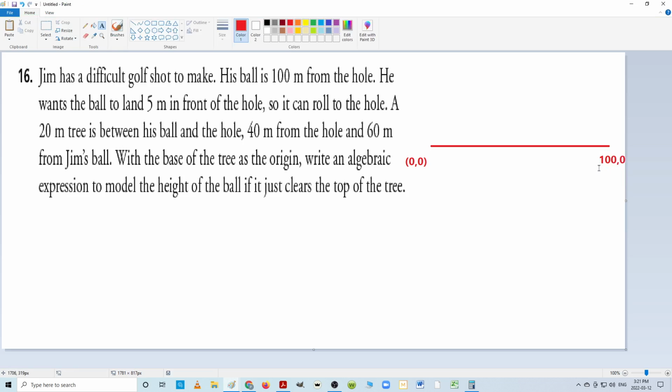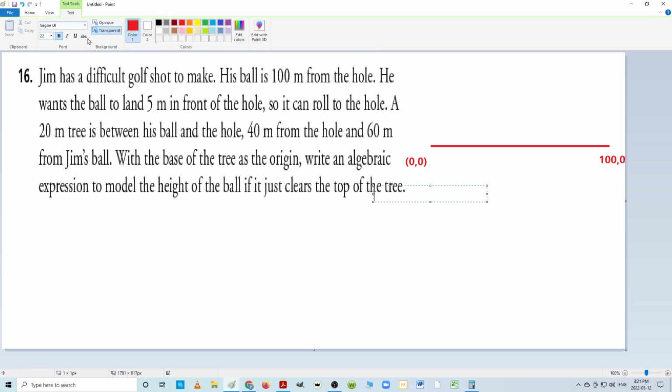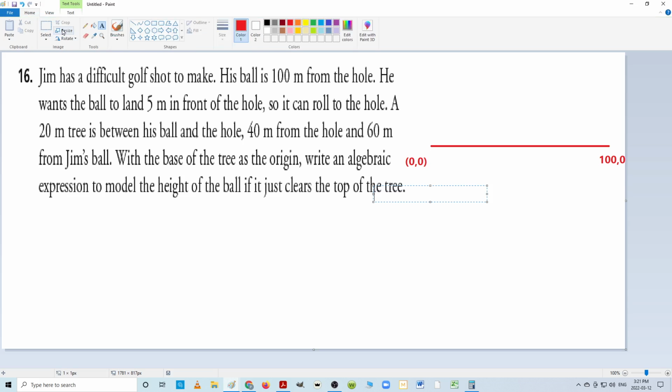That's my guess before we start. He wants the ball to land 5 meters in front of the hole, so at 95, so it can roll to the hole. There's a 20-meter tree in between his ball and the hole, 40 meters from the hole. So there's a tree 40 meters from the hole right here, and it's 20 meters tall. So it is at 60.